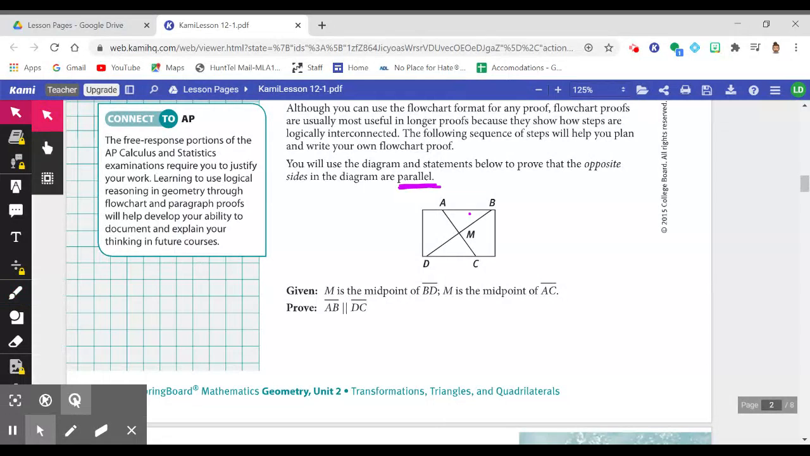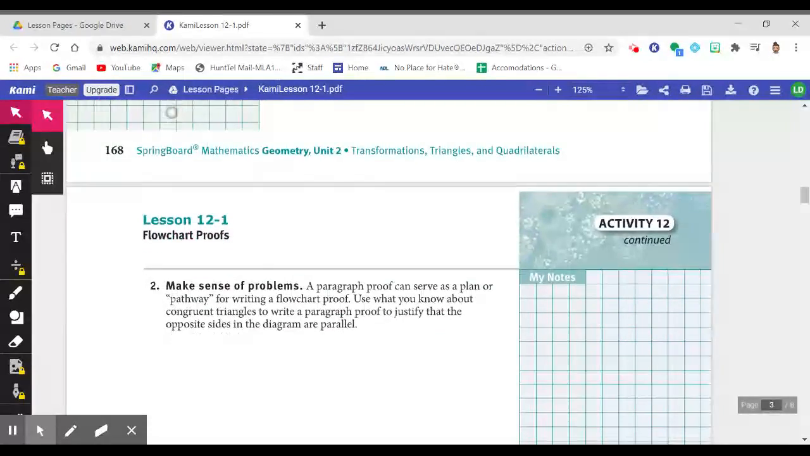So let's create a game plan. That's what we need to do. We're going to try to create a game plan to show or prove that the opposite sides are parallel. One of the best ways we can do that is to think through the different statements and reasons we would use to A, show the two triangles are congruent, and then B, explain how line segment AB is parallel to DC, and we can use something called a paragraph proof for that. So let's look now at number 2.